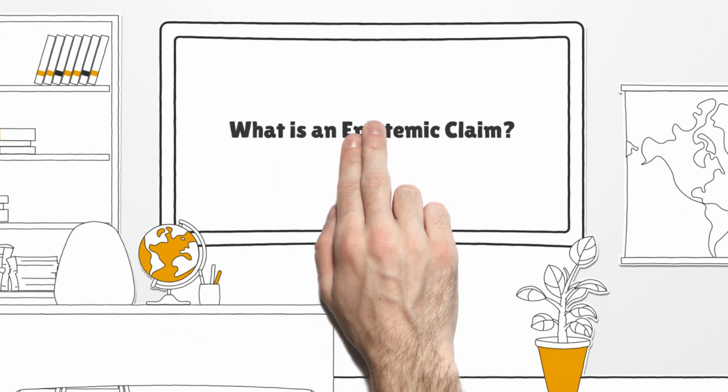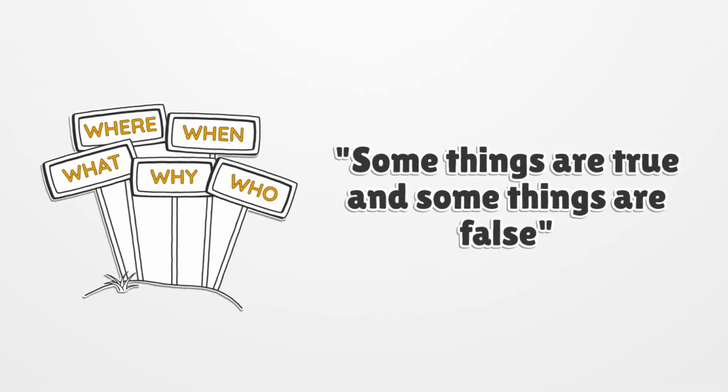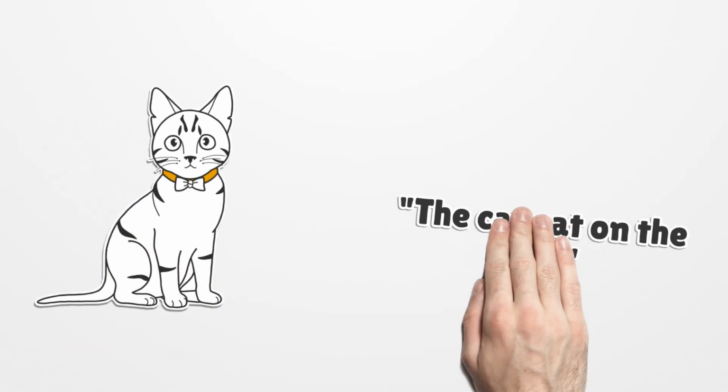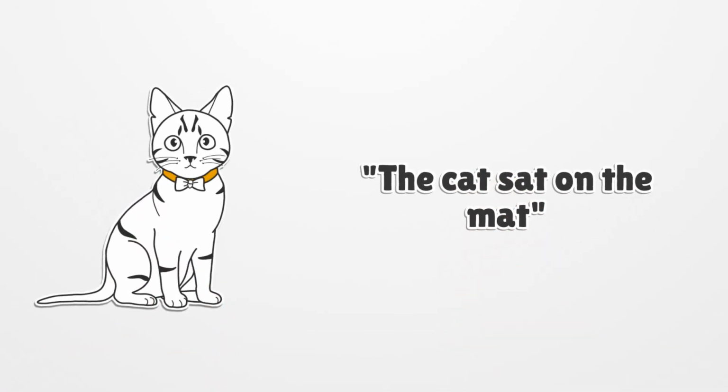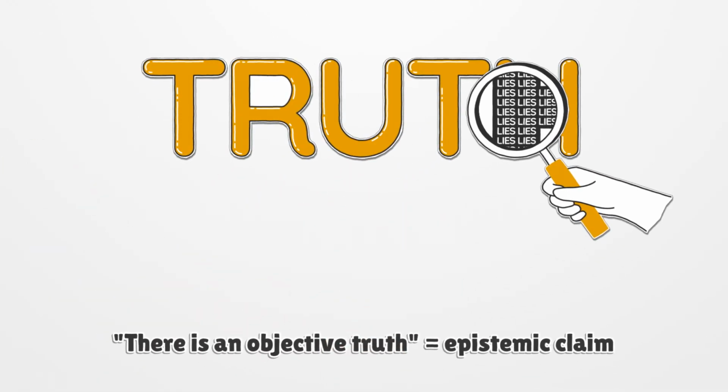The self-application test is useful for a particular type of claim called an epistemic claim. An epistemic claim is a claim about knowledge itself, rather than knowledge of some particular subject. So, for example, saying some things are true and some things are false is an epistemic claim because this is about knowledge in general. The cat sat on the mat is not an epistemic claim because it's specific to a particular situation. So claims like there is an objective truth or there is no objective truth are epistemic claims. They're claims about what can be known.